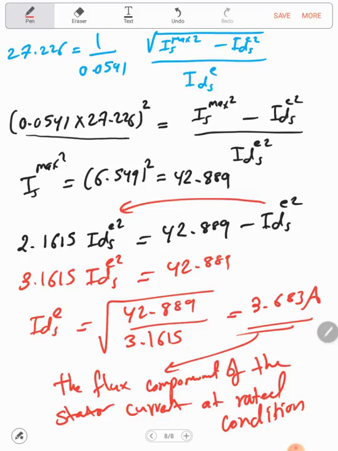So simply, if we are controlling the speed below the rated speed, we need to keep the flux component of the stator current at its rated condition, and this will indicate that the flux in the gap will be constant.